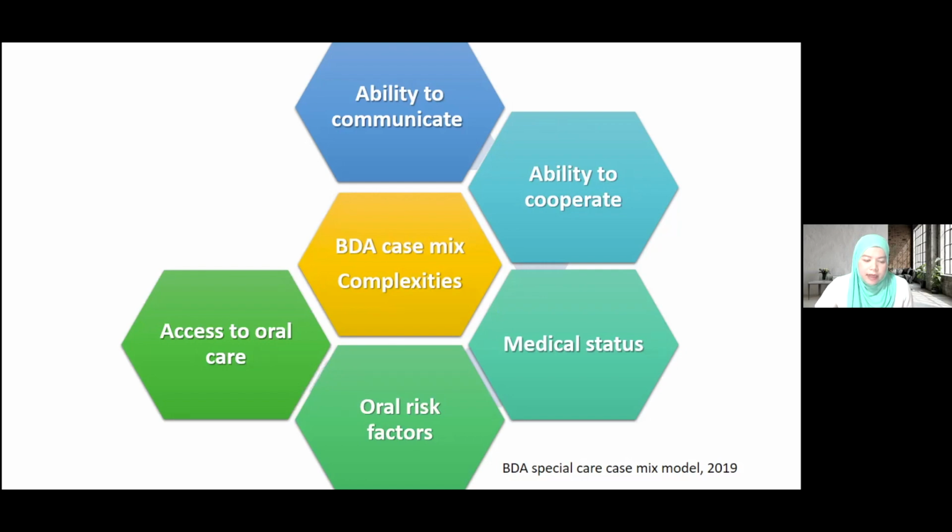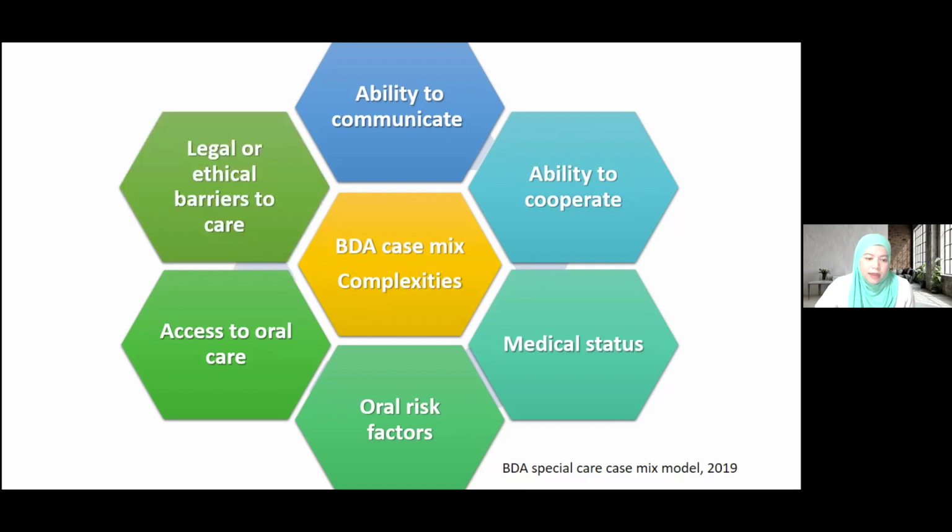Access to oral care refers to how a patient attends from their home to the dental surgery and then to the dental chair. Do they need any special transport, any special equipment, or are they required to be seen outside of the dental surgery by use of mobile clinics or domiciliary dental care? And the sixth criteria would be any legal or ethical barriers, such as regarding consent to dental care and receiving dental treatment.